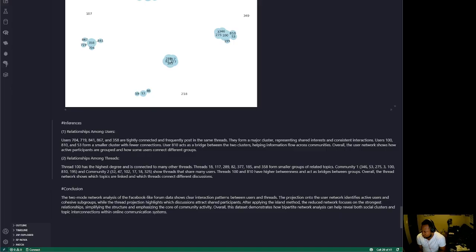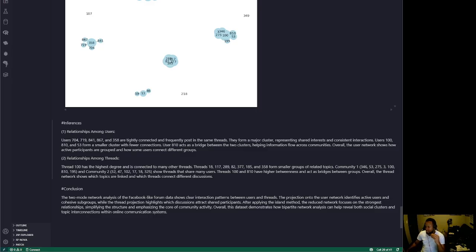Overall, the user network shows active participants and groups, and how some users are connected to each other. So, to finish the two-mode network analysis of Facebook: the analysis shows clear interaction patterns between users and threads. The user projection identifies active users and cohesive subgroups, while the thread projection highlights which discussion groups attract shared participants. After applying the island method, the reduced network focuses on the strongest relationships, simplifying the whole structure and emphasizing the core of community activity.